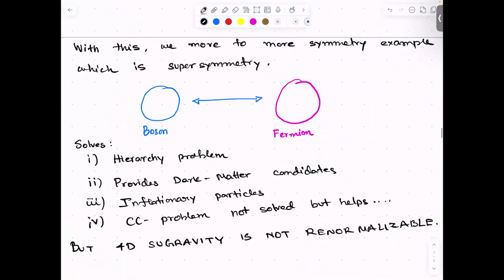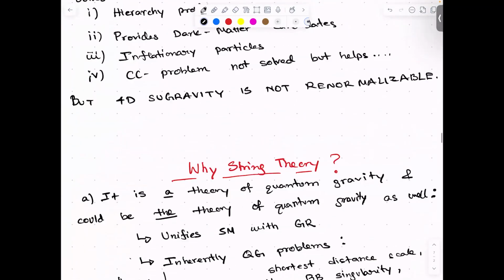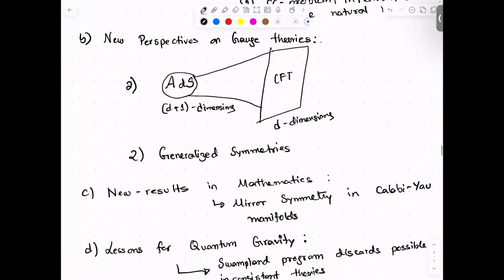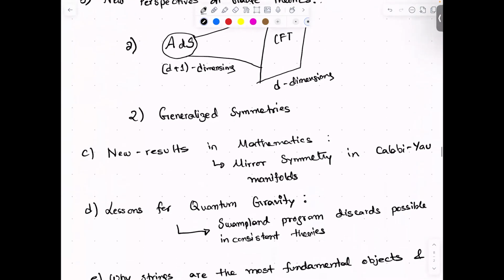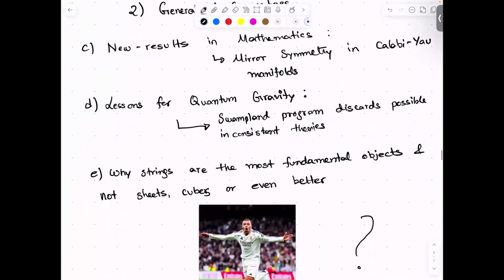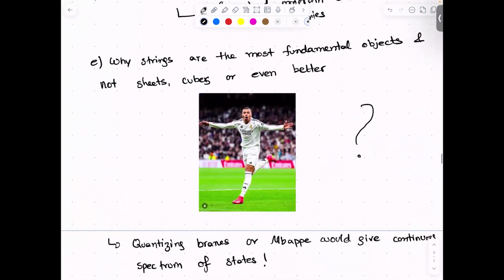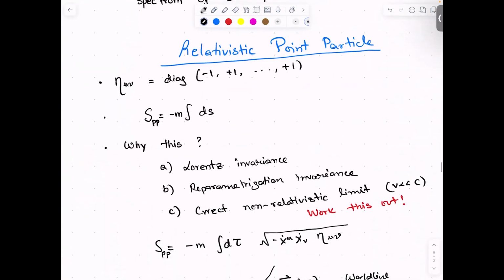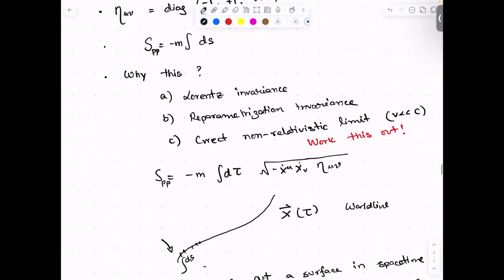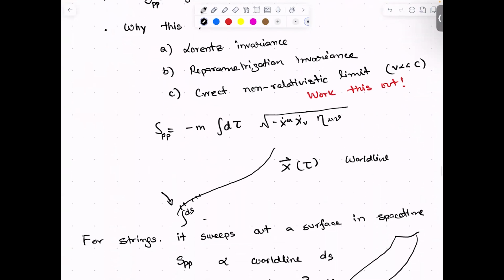So with this, I move to string theory. Why string theory? It tries to answer those questions in one framework. Using just one framework, we have these ideas. And then we move to the relativistic point particle. The point particle traces out a line. So we try to construct the action as the integral of ds.